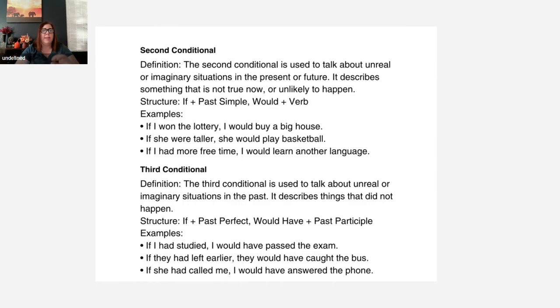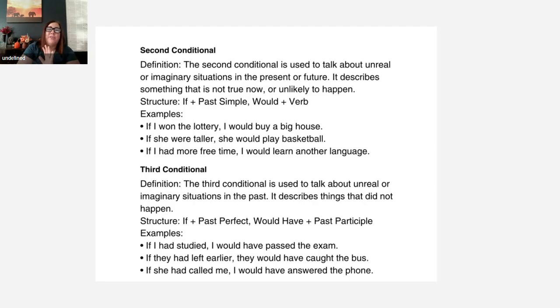So second, this is when we're talking about, I want to say imaginary things because it sounds better than it's not true. Because imaginary things just sound better. But we're going to have if plus past simple. We're going to put in the would because there's a probability, and plus the verb. So the reason why there's a past simple, because take a look at this first sentence. If I won the lottery, it's a past simple. If I had won the lottery, meaning I would have already played, I would buy a big house. Would. Probability is I would buy a big house.